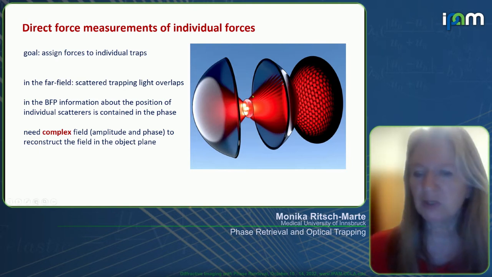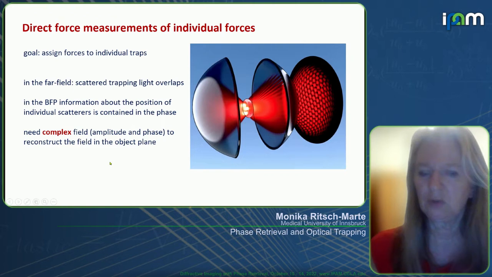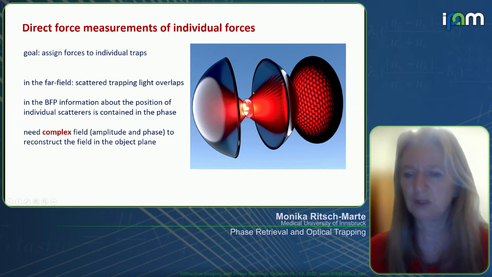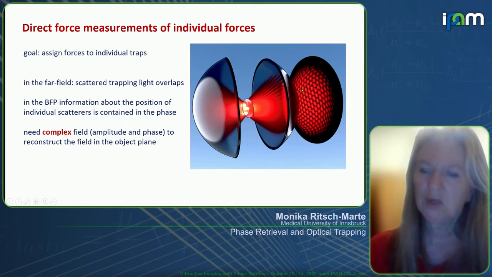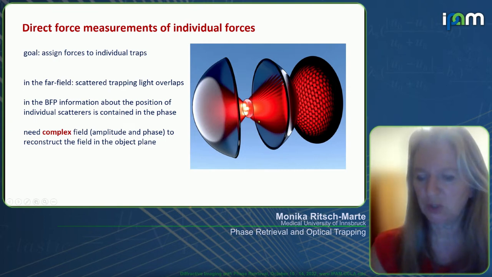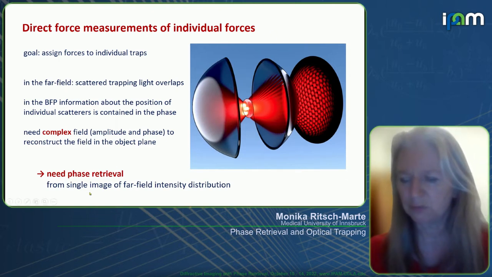But we would need the complex field and amplitude in the object plane to calculate the force from the Maxwell stress tensor in this plane that we're interested in, where the particles sit. So basically, we need some kind of phase retrieval to establish what the complex field is here, and we propagate back and forth to establish what the complex field in amplitude and phase is, between the back focal plane and the object plane where the traps sit. So we'd like to have a phase retrieval that is robust and gives us, reliably and fast, the complex field in the object plane from a single intensity in the far field.